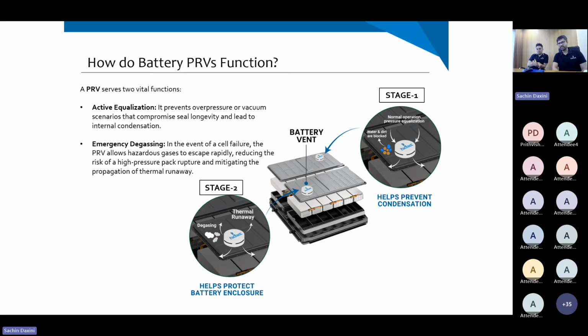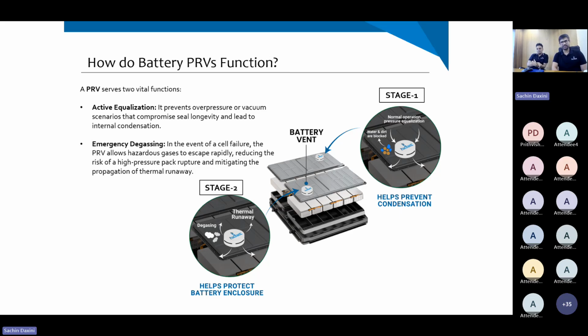So in stage one, the idea is that it is a constant breather. As I covered in the previous slide, a porous membrane has the ability to do bidirectional airflow, and it is a constant bidirectional airflow. So it does not require a large pressure in order for the airflow to begin. So there's an active equalization of pressure at all times, and the job of the vent or the job of the PRV is to make sure the battery remains pressure neutral.